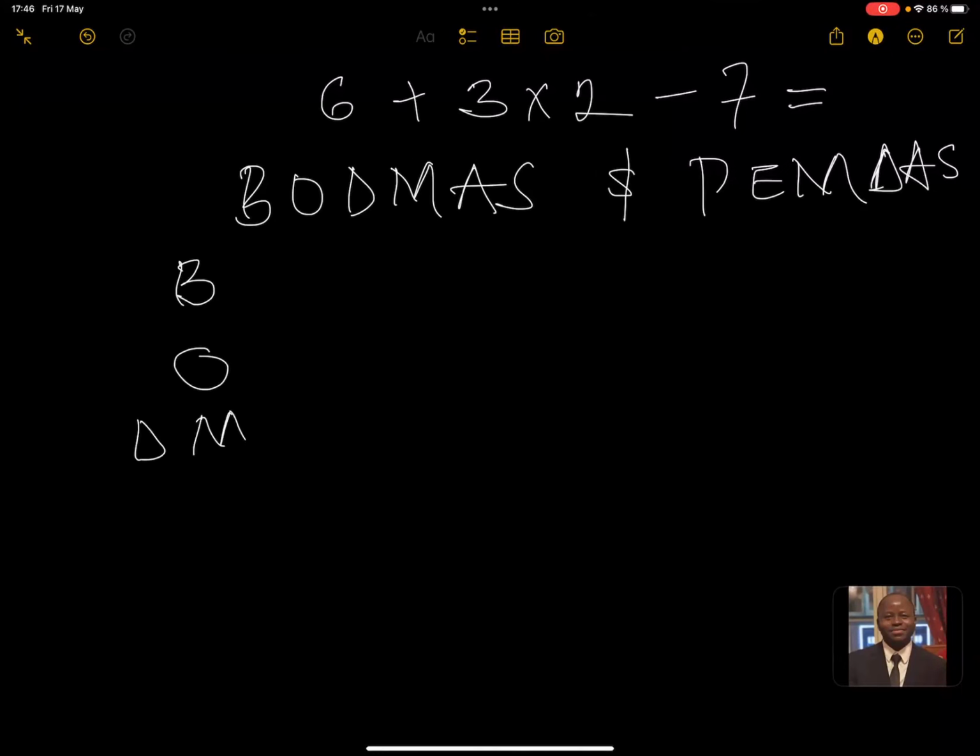BODMAS, take note. B here starts from brackets. It stands for what? Brackets. If you see brackets in your algebra that you want to simplify, you must always start with what is in the bracket. Okay? That is what B is telling you.